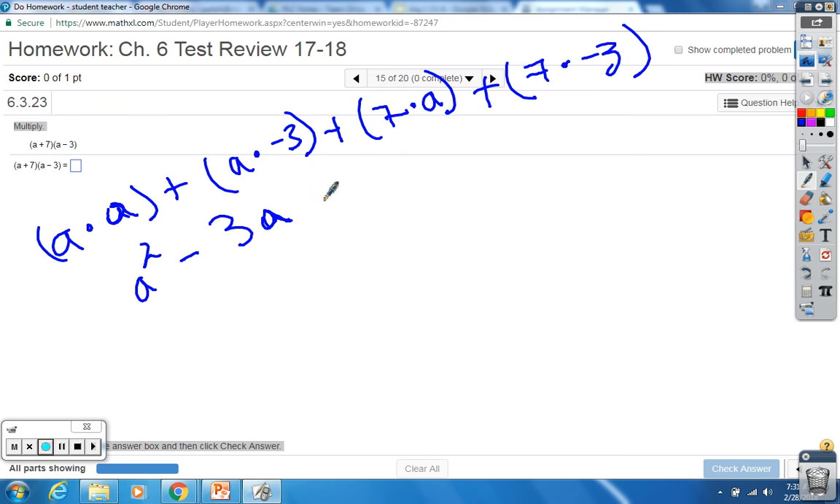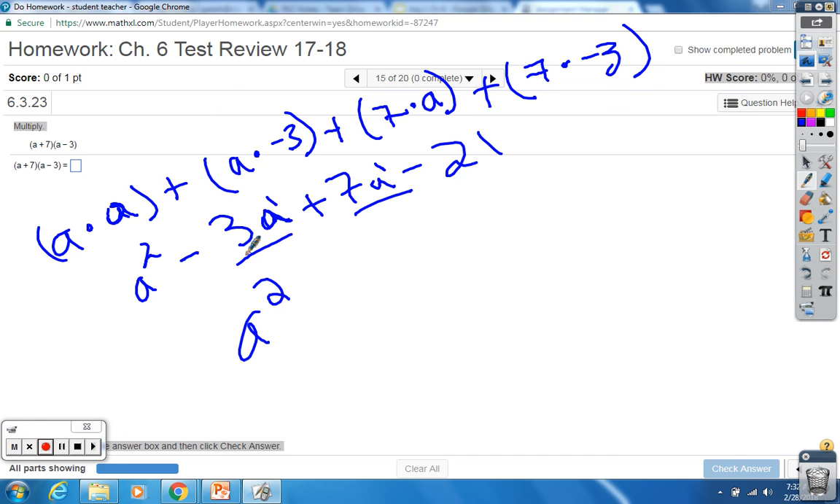Then 7 times a, that'll leave me with 7a, so I'll do plus 7a. And then 7 times negative 3, that would leave me with negative 21, so I'll do minus 21. Alright, and so I have two terms here that have the same degree of 1, so I can actually combine those. Before I circle that as my final answer, I'm going to have to combine those.